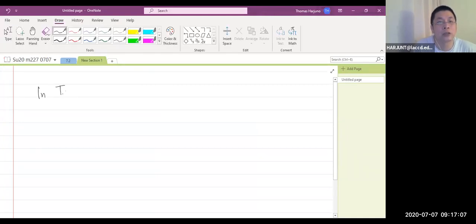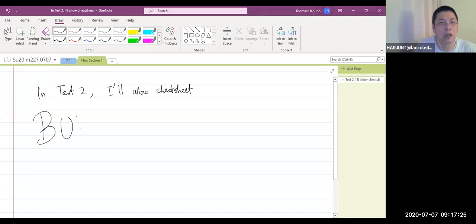In test 2, I will allow a cheat sheet. I hope that releases some of your pressure. But no late submissions accepted. Maybe I should put it this way.